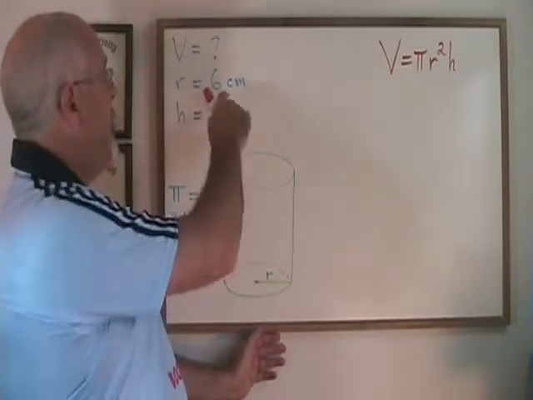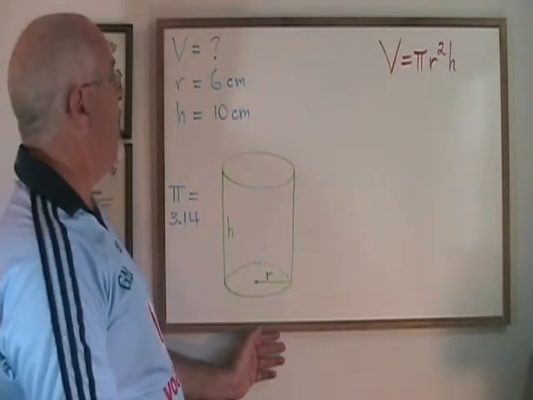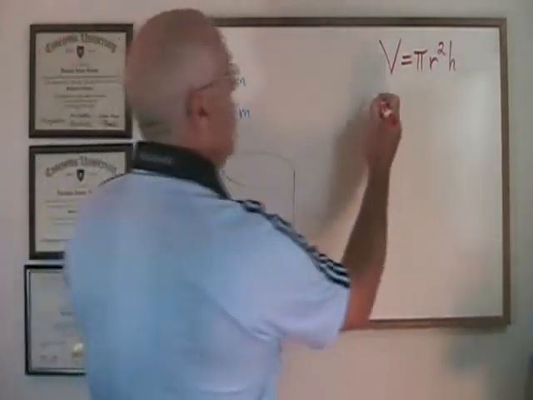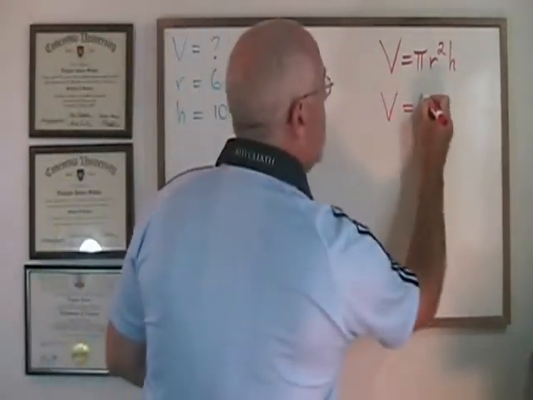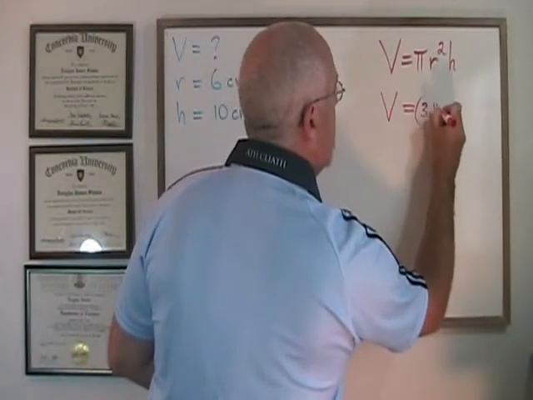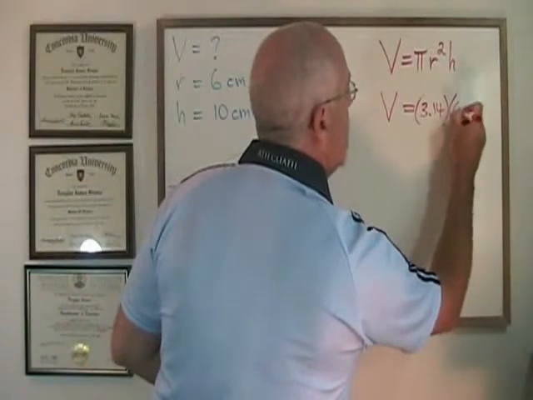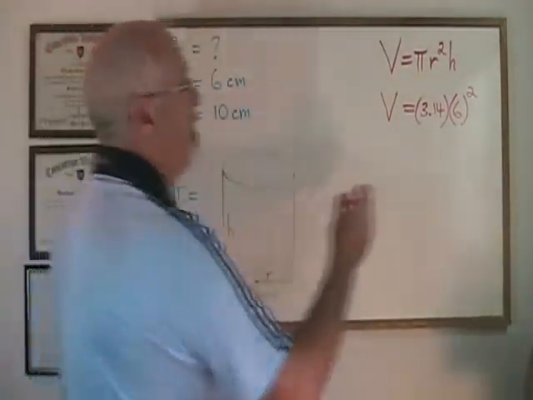If we are given the radius and the height, and asked for the volume of the cylinder, then we just have to plug in our radius and height into the formula and simplify. Pi is 3.14. R is 6, and it will be squared by the formula. And h is 10.